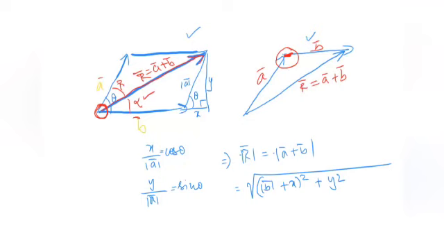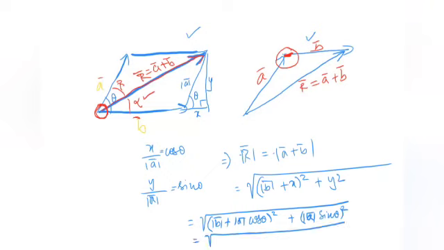So that would give you what? Let us see. That would give you root of (mod b plus mod a cos theta) whole square, since x is mod a cos theta, plus (mod a sin theta) whole square. So that will give you root of mod a square plus mod b square plus 2 mod a mod b cos theta.